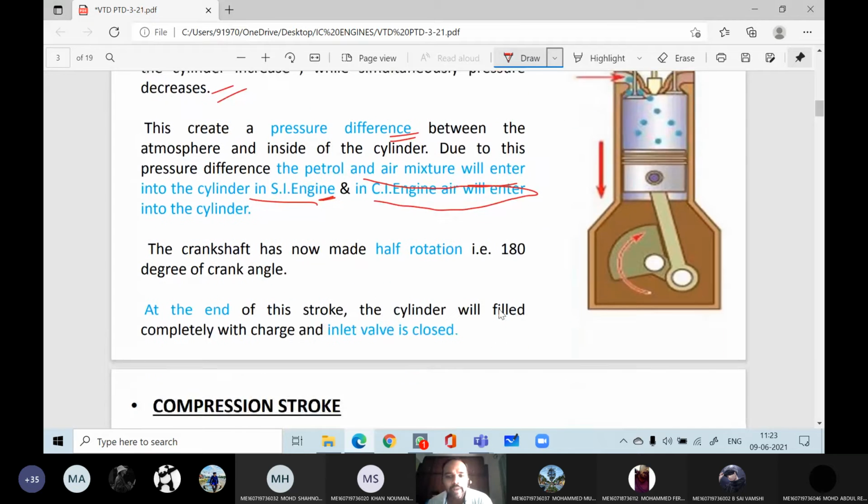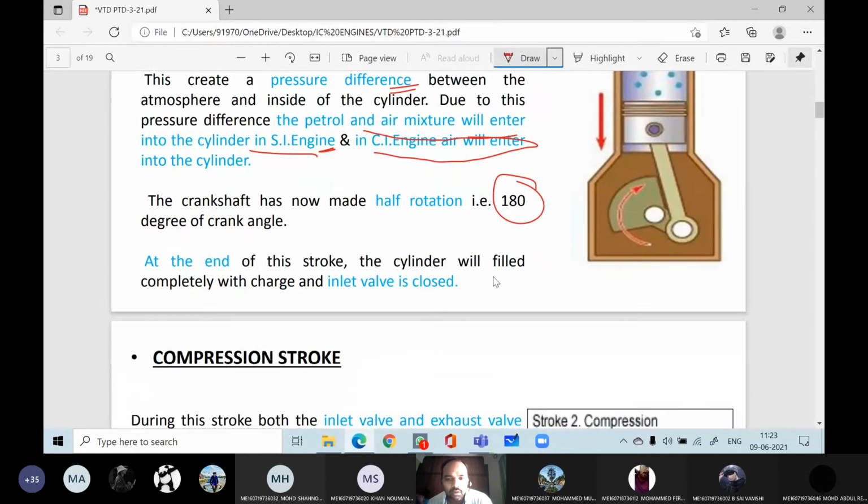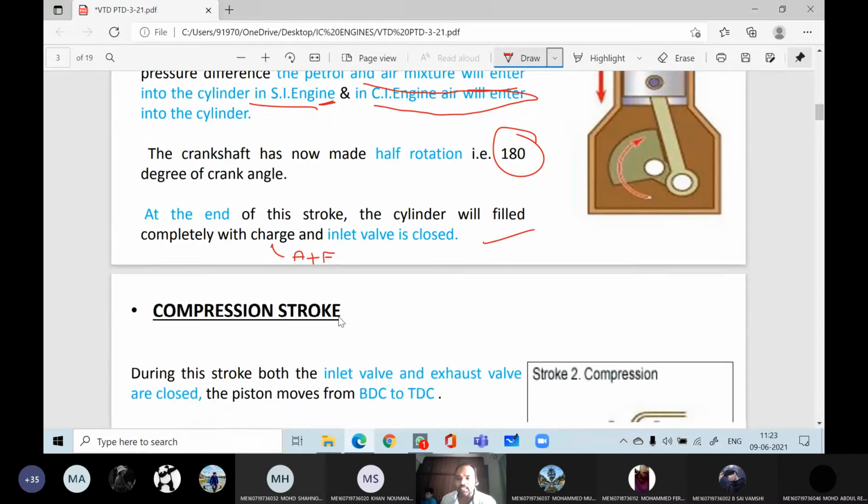The crank has now made 180 degrees at the end of the suction stroke. The whole cylinder will be filled with the charge. Charge is nothing but air-fuel mixture. This is the air-fuel mixture, and the inlet valve is closed. That is the suction stroke.